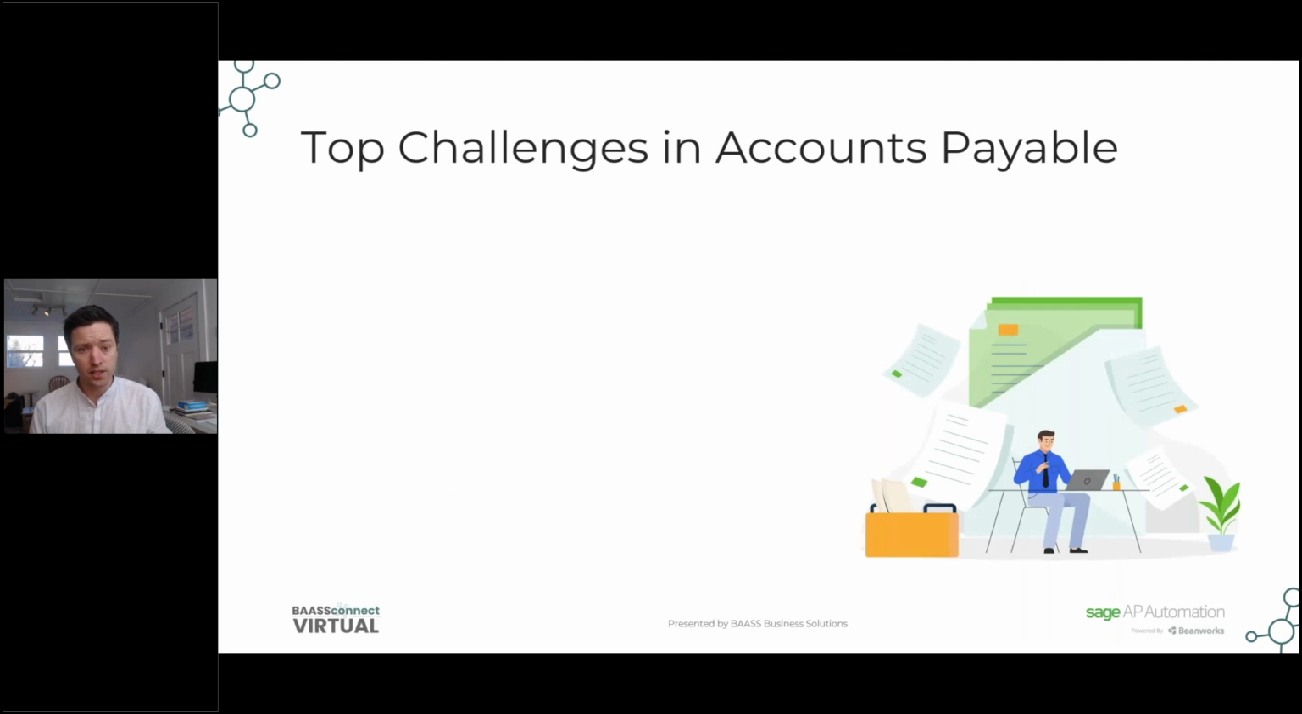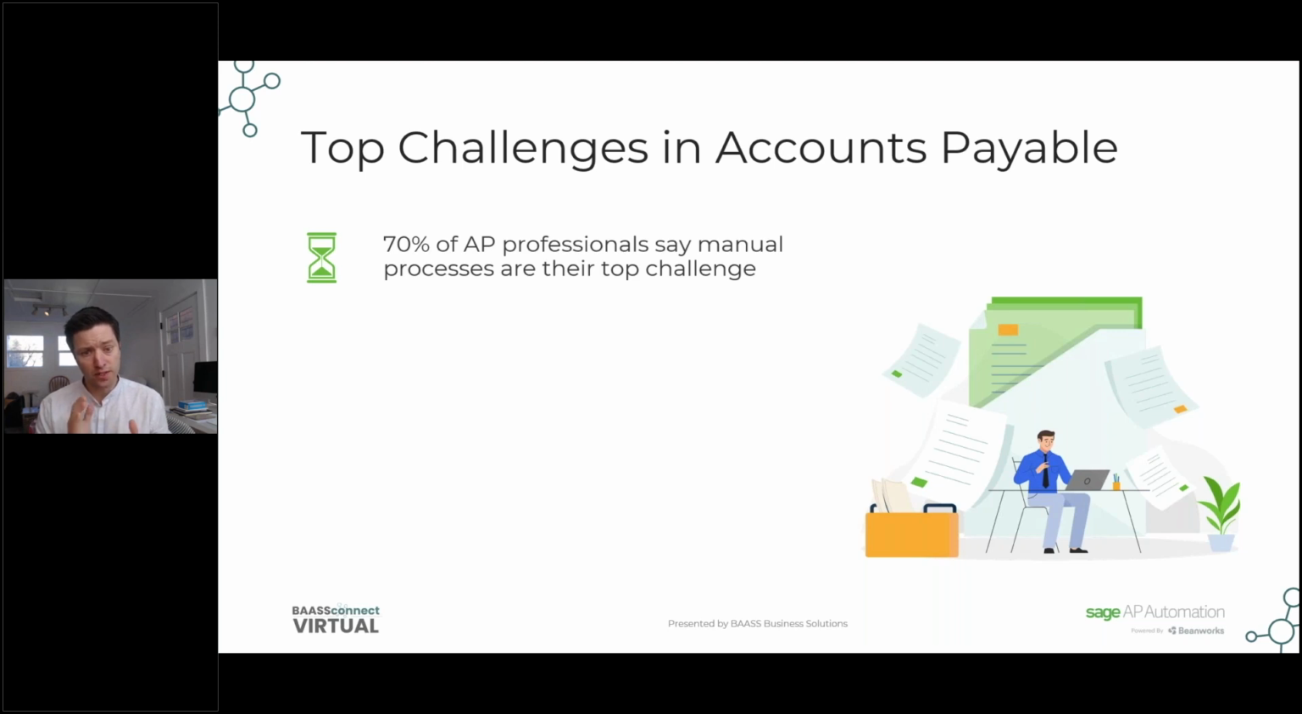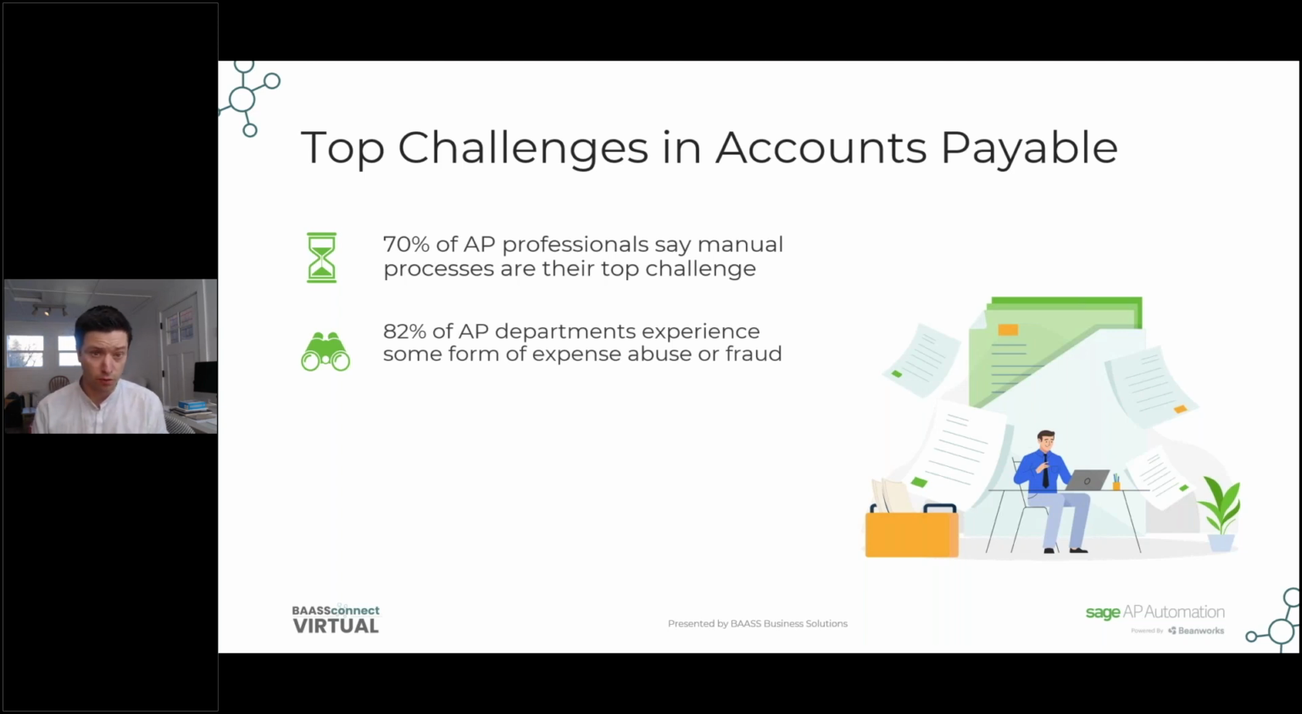So with that, let's just get started. Let's first take a look at the top challenges in accounts payable. First off, 70% of AP professionals admit that manual and inefficient tasks are their top concern. And this will include processes involving data entry, paper, spreadsheets, and follow-up. And then next, it's clear that accounts payable is the most commonly targeted process area for fraudsters, because 82% of AP departments experience some sort of expense abuse or fraud.